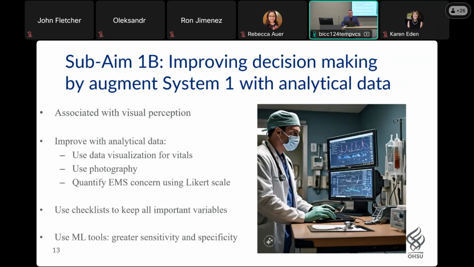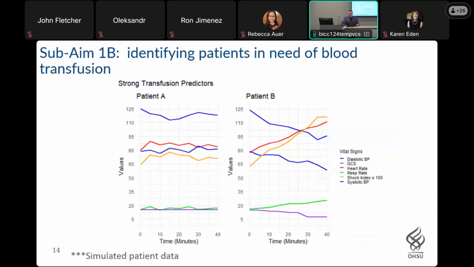Use something like a Likert scale to quantify the EMS concern. Use checklists to keep all the important variables, and use machine learning tools because they have greater sensitivity and specificity. When we did the member check, I presented them these two simulated patients. They're not real patients, but they show the trends we usually see, and most of the trauma surgeons said, this is helpful. I did not have that orange line before, and I'll tell you about it in a second.